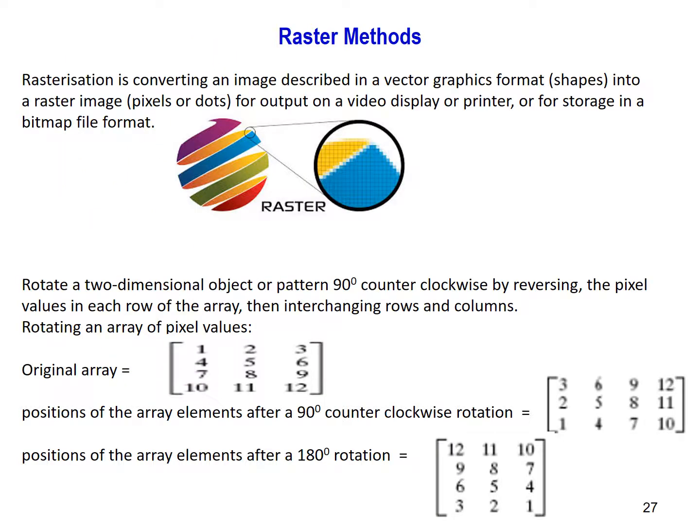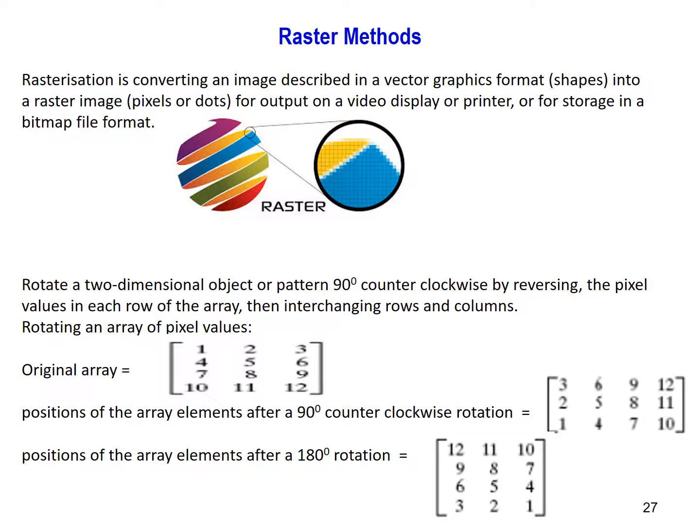Raster methods. Rasterization is converting an image described in a vector graphics format into a raster image, that is pixels or dots, for output on a video display or printer or for storage in a bitmap file format. Raster methods basically focus on the pixels of the object in order to transform an object. For example, if we have to rotate an object by 90 degrees, we consider the pixel values to rotate the object.